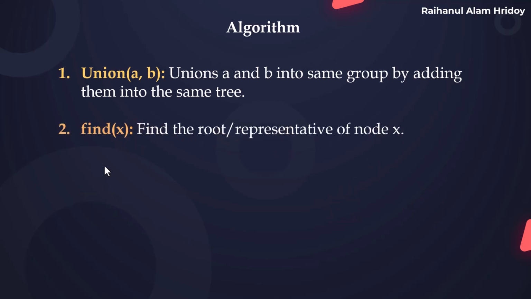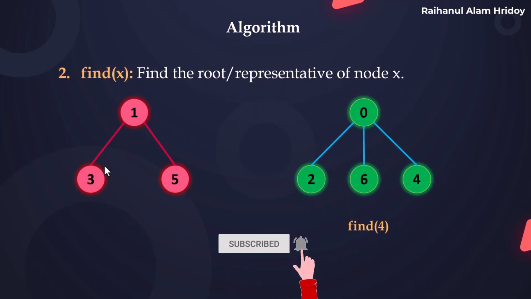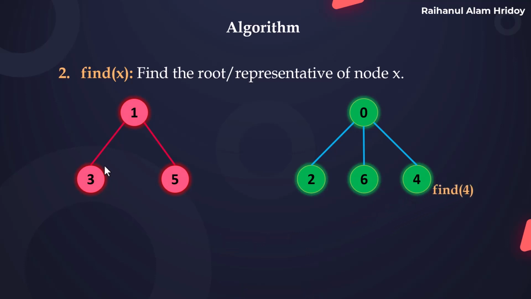Now that we have discussed the union method, we will now be focusing on the find method. As you can see, this method states that we will be finding the representative of a node. Representative means root or the main parent of the node. Remember our 2 groups from before? Suppose we wish to find 4. So our algorithm will look into its parent and keep looking until it finds the root. Then it returns it.